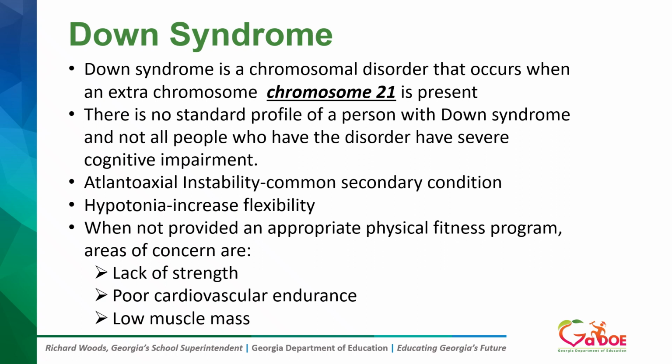It is instability between the first two vertebrae in the neck, and should be cleared before doing any kind of sport or activity that puts pressure on the head or neck. Hypotonia is also a secondary condition, which is increased flexibility. And when not provided an appropriate physical fitness program, areas of concern for individuals with Down syndrome are lack of strength, poor cardiovascular endurance, and low muscle mass.